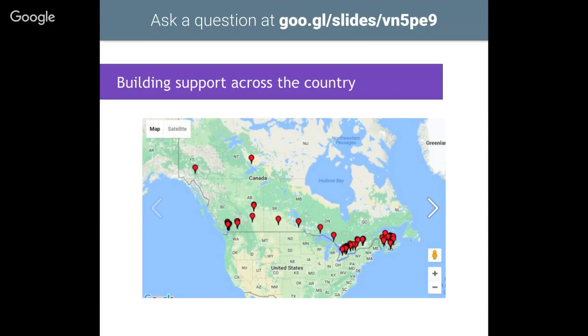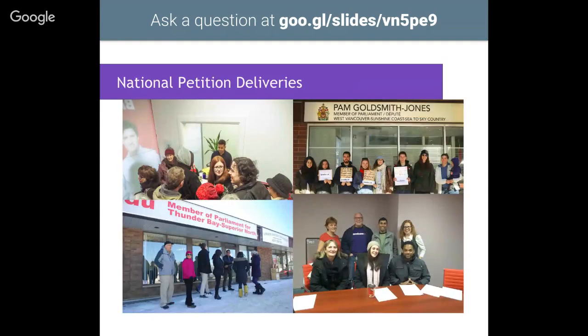Then, right before the vote, we'll coordinate petition deliveries. So we'll have all of our teams who've been across the country collecting all these signatures deliver this massive list of signatures to their MP before the vote.